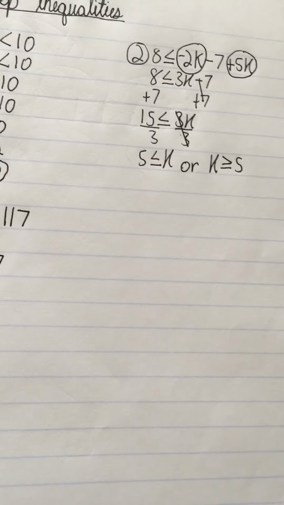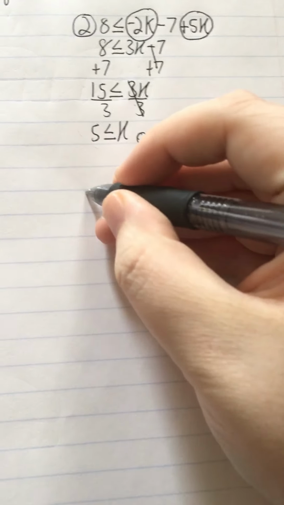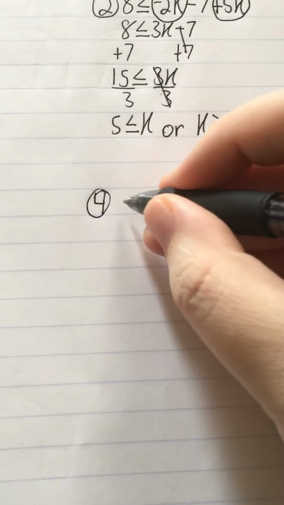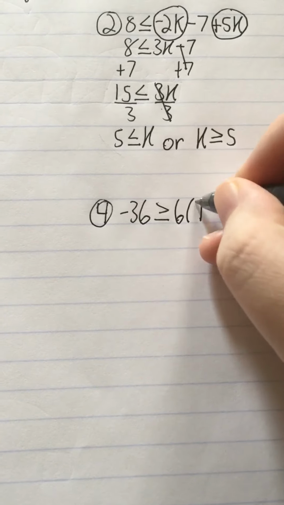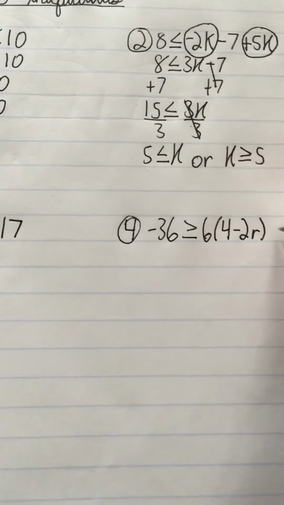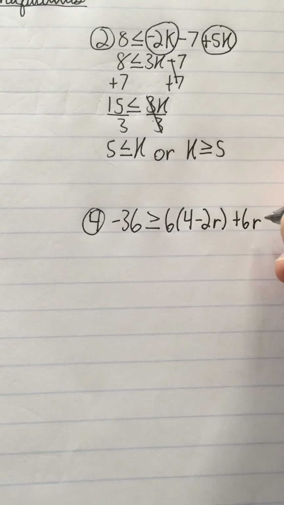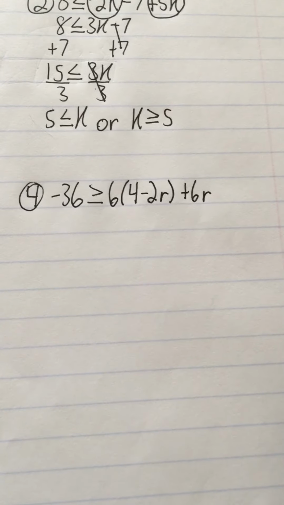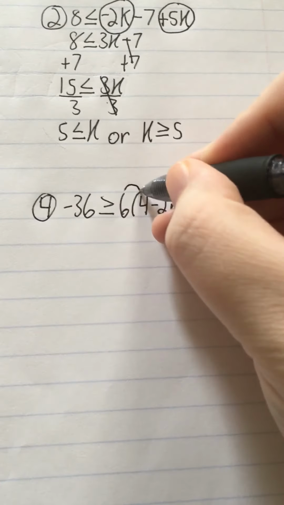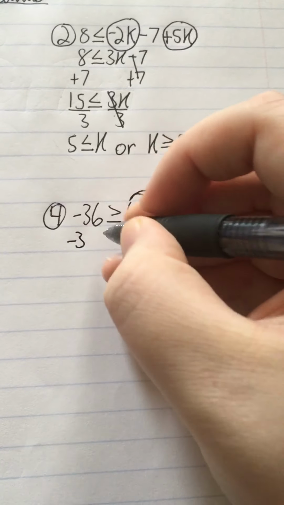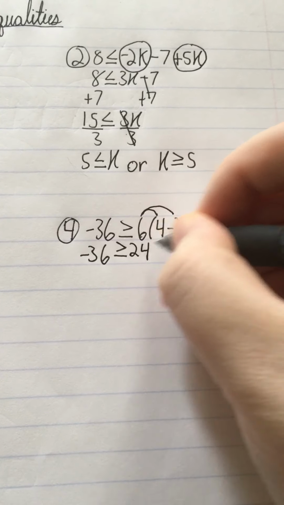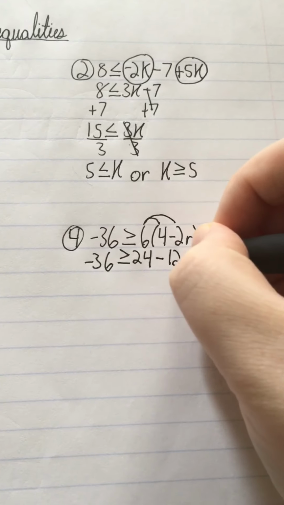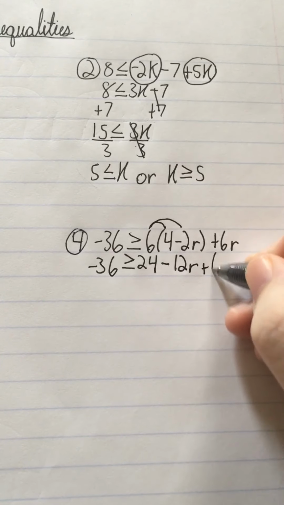And for our last problem of today, we have -36 is greater than or equal to 6 times the quantity of 4 minus 2r plus 6r. I'm going to distribute first. So I'm left with -36 is greater than or equal to 24 minus 12r and then bring down the plus 6r.